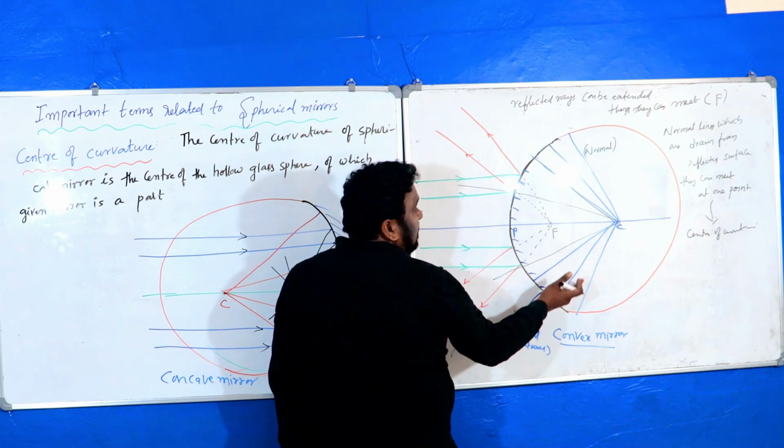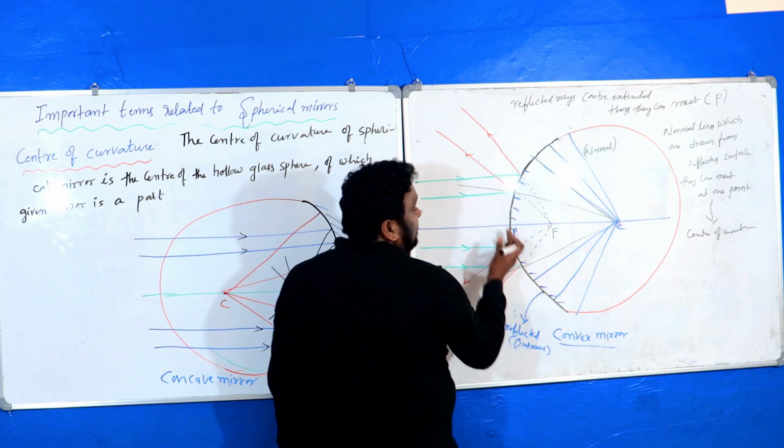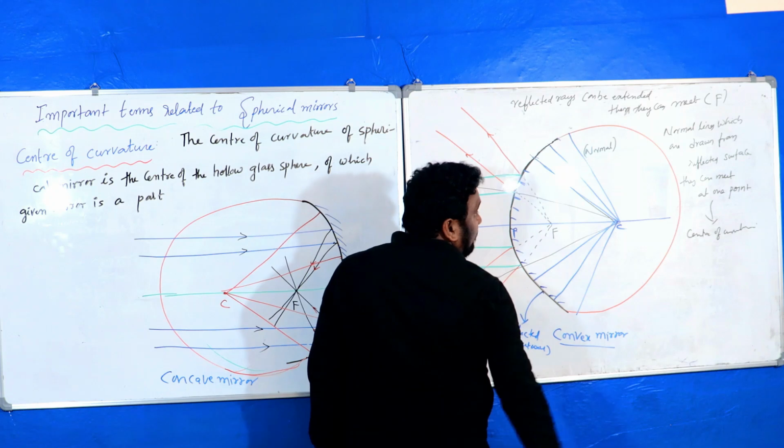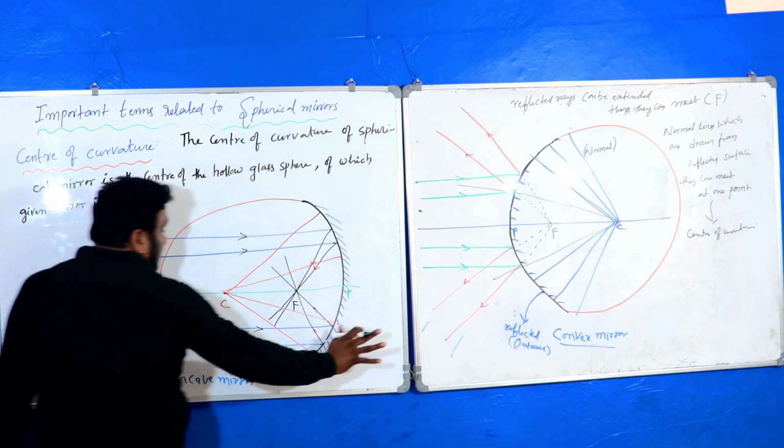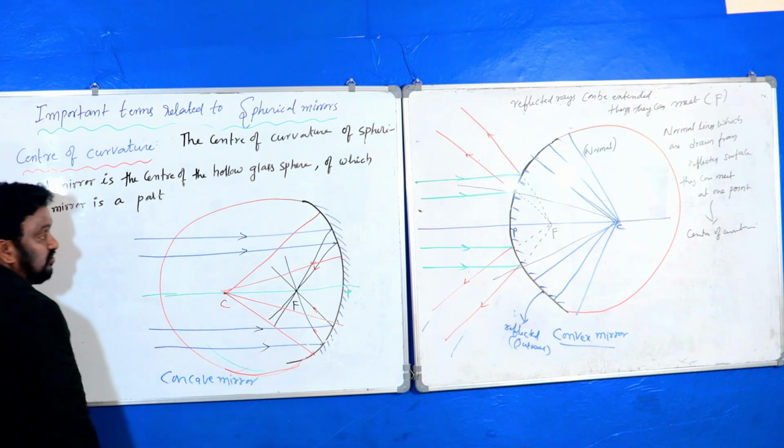The normal lines which are drawn from the reflected surface, they can meet at a particular point, that we call the center of curvature. Clear? Now coming to the same thing in the case of a concave mirror.